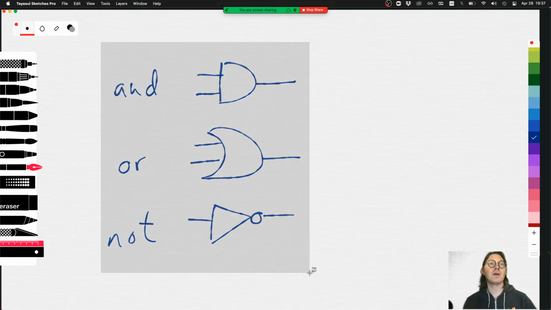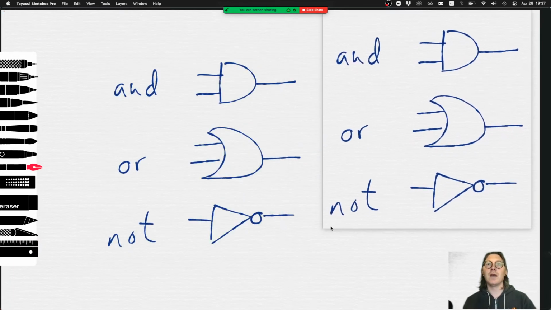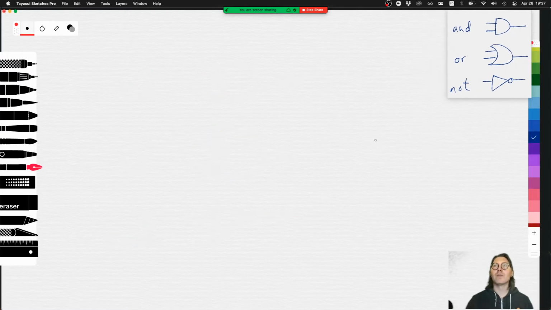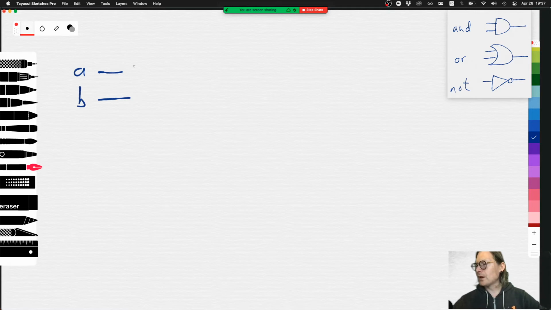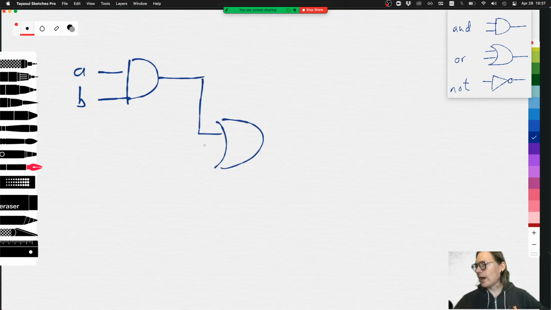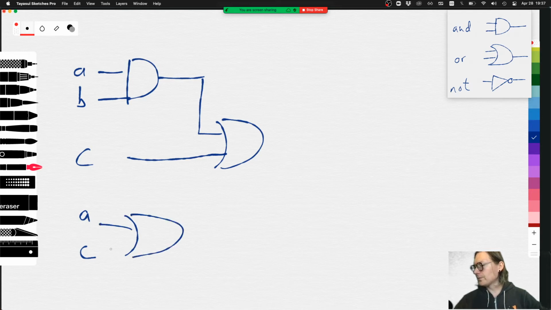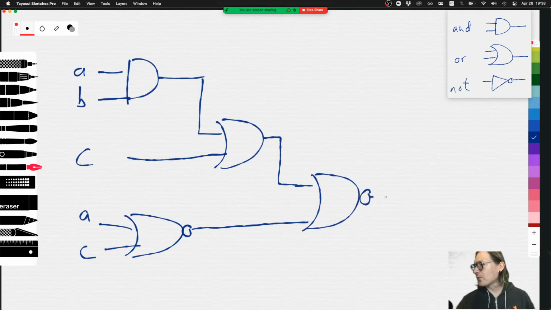So we've got these three gates. With this, we can map something out. And I'll put these up here as reference. And let's make some gates. Let's have some inputs. I'm going to have A, B, and we're going to put that into an AND gate. And the output of that is going to go into an OR gate. And there's going to be another input here that is C. And let's do A and C into an OR gate here, okay? And let's NOT that operation. And let's put all of that into an OR gate there, and then NOT that operation for a single output.